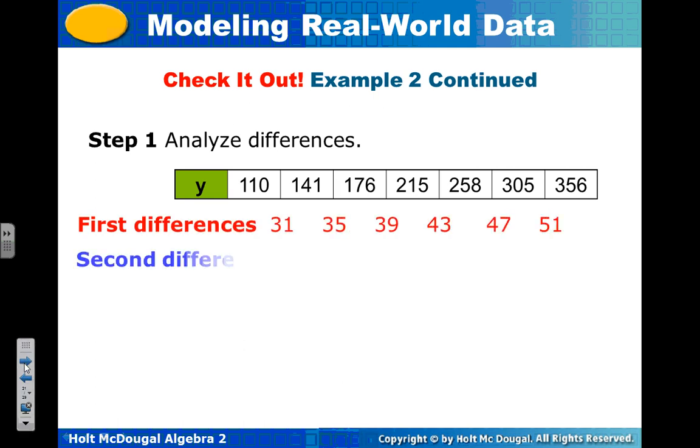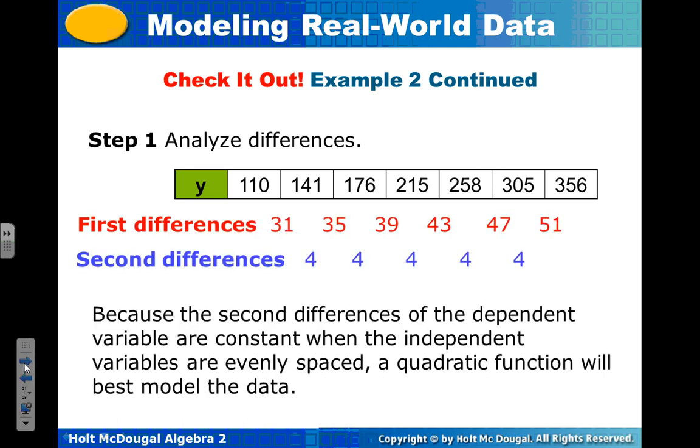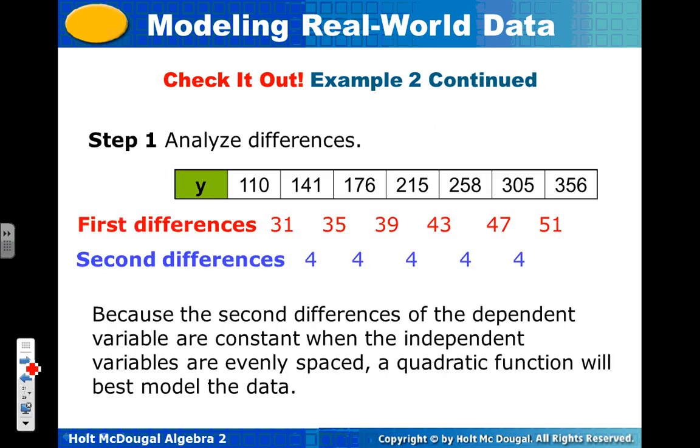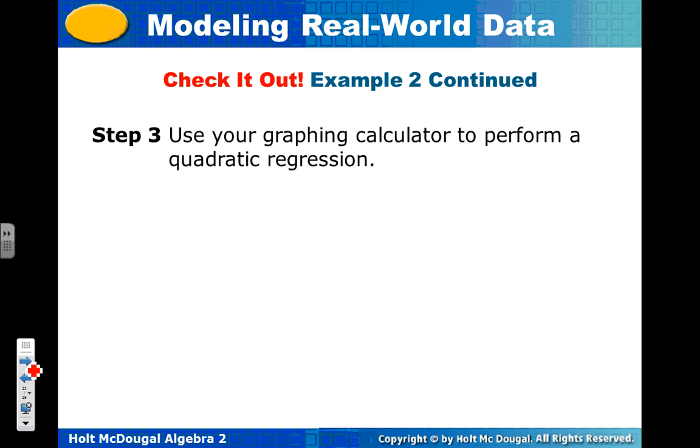First differences here are 31, 35, 39, 43, 47, and 51. The second differences are exactly the same. So in this case, because those second differences are the same, I should be doing quadratic regression. Just like in the last situation, I'm going to take the data from my table and punch it in my calculator so I can make a regression equation, and this one's going to be quadratic.